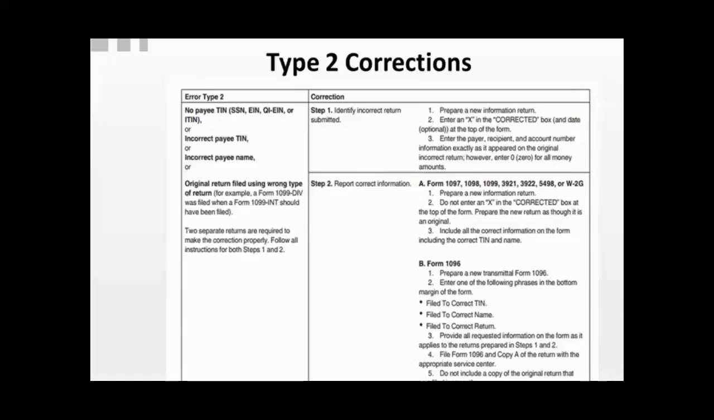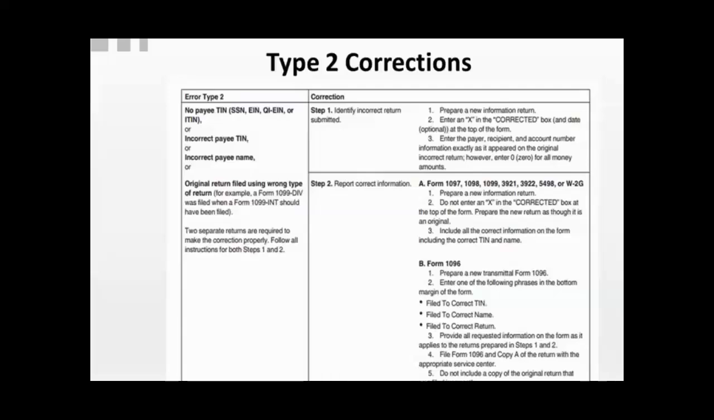Then you prepare a second information return, and this is, in fact, a new original. It is not a corrected return. It is a new original. You prepare it with all of the correct information, including the money amounts and the payer and payee ID and all that stuff. And do not put an X in the corrected box, because you're not correcting anything from that. You canceled the original one, and you're writing a new original here. And you include all the correct information on the form, including the correct tax ID number and name.